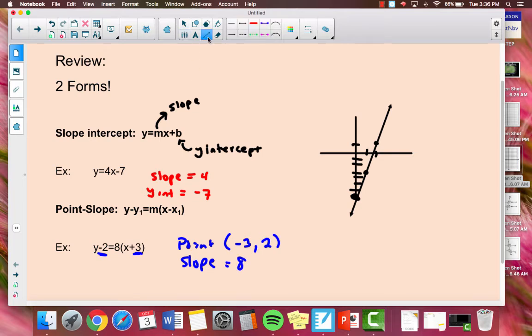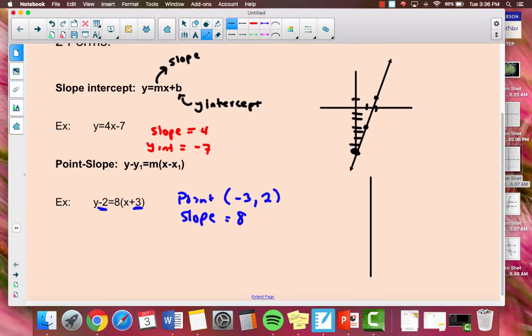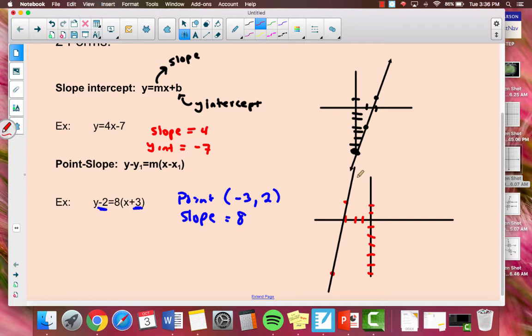So if I wanted to graph this, just like the other one, I could have plotted my point. So the point -3, 2. So 1, 2, 3, up 2. So here's my point, and my slope tells me I'm going to go up 8 over 1. Or I could go down 8 to the left 1. It's up to you. So 1, 2, 3, 4, 5, 6, 7, 8, and over 1. So my line would have looked something similar to this. Okay, so a pretty steep slope with your arrows at the end. So when you're trying to determine what the point is, if it's in the equation already, when you take it out, the signs have to change.